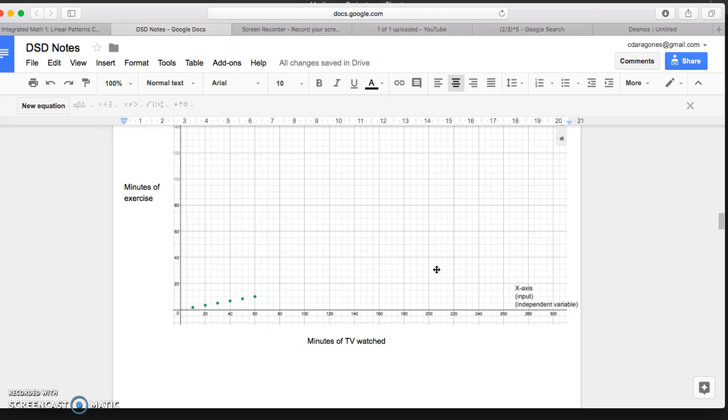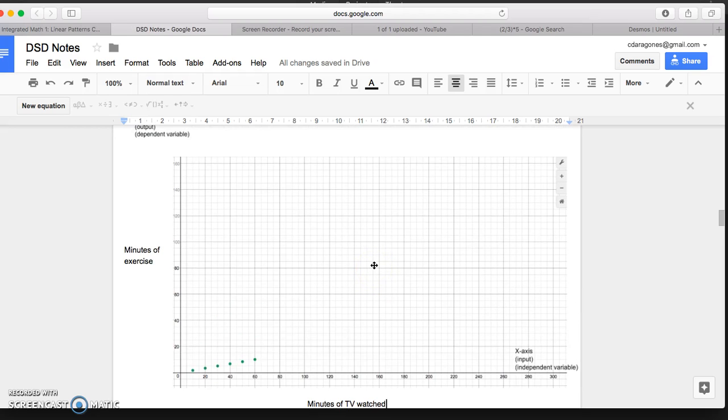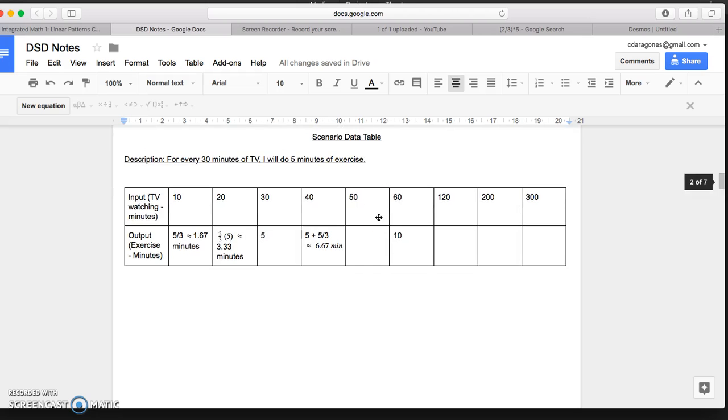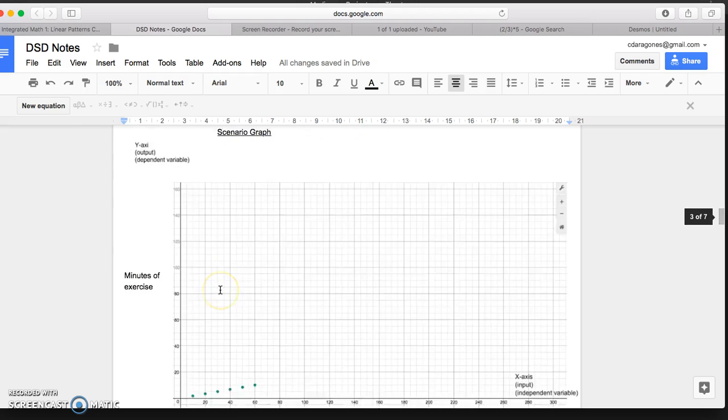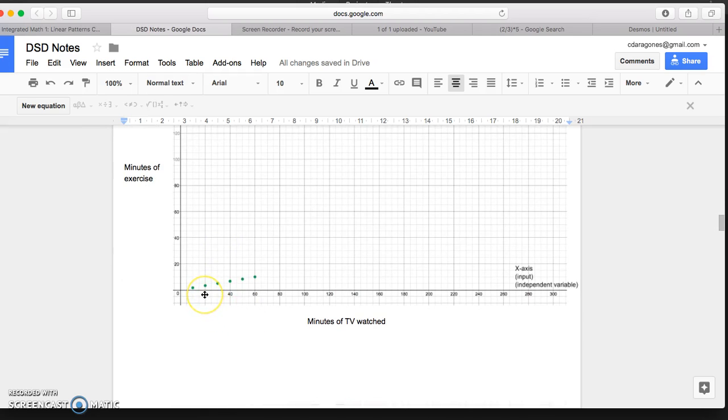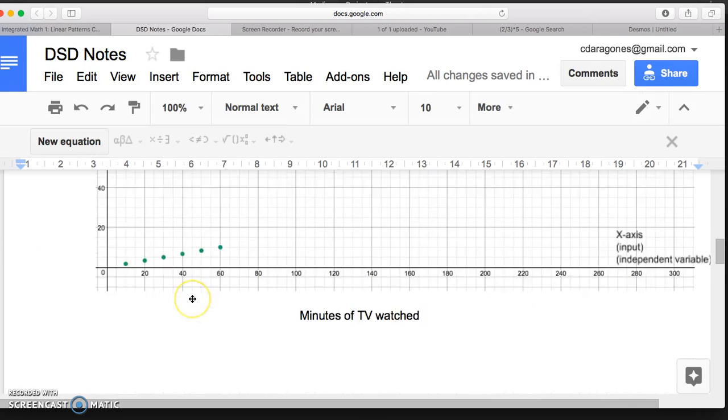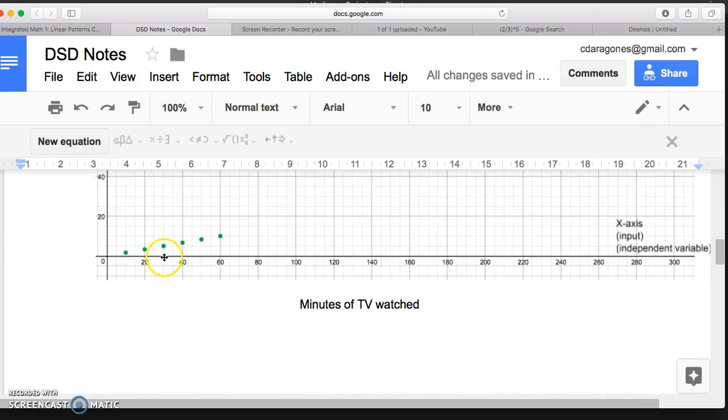Okay. Now, graphing the points is relatively simple from here. You look at your data table. I noticed that for 30 minutes of TV, I have to do 5 minutes of exercise. So I went to 30 minutes. I can zoom into my graph here. 30 minutes is right here. And this is 5 minutes of exercise. So for every 30 minutes of TV, I did 5 minutes of exercise.